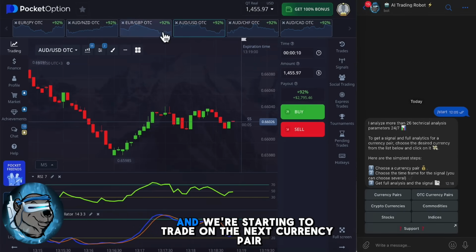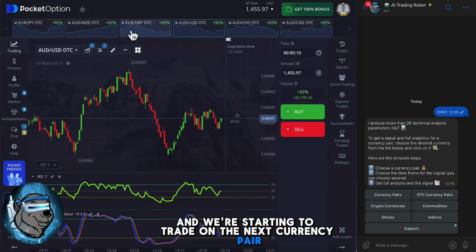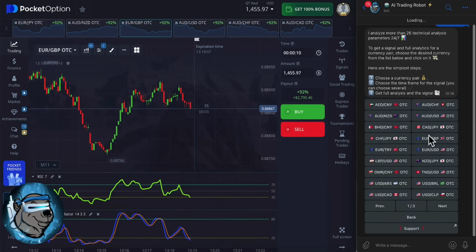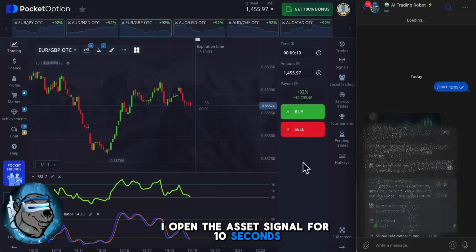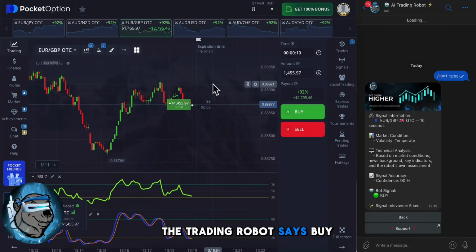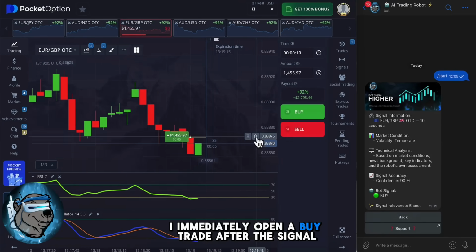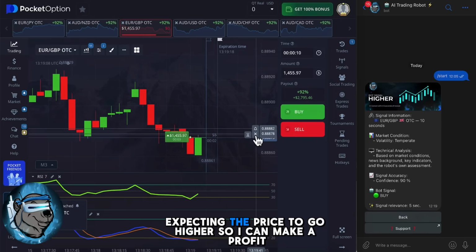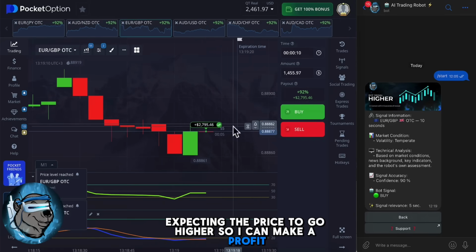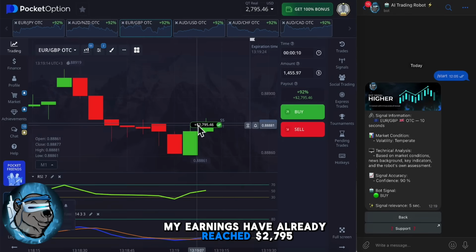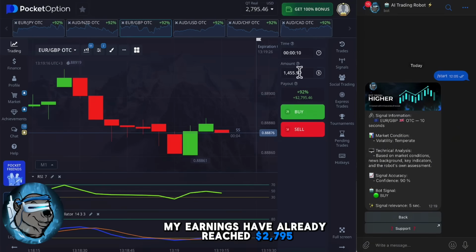These ones suit me and we're starting to trade on the next currency pair. Euro and British Pound. I open the asset, signal for 10 seconds. The trading robot says, buy. Without any hesitation or doubt, I immediately open a buy trade after the signal, expecting the price to go higher so I can make a profit. And that's exactly what happened. My earnings have already reached $2,795.